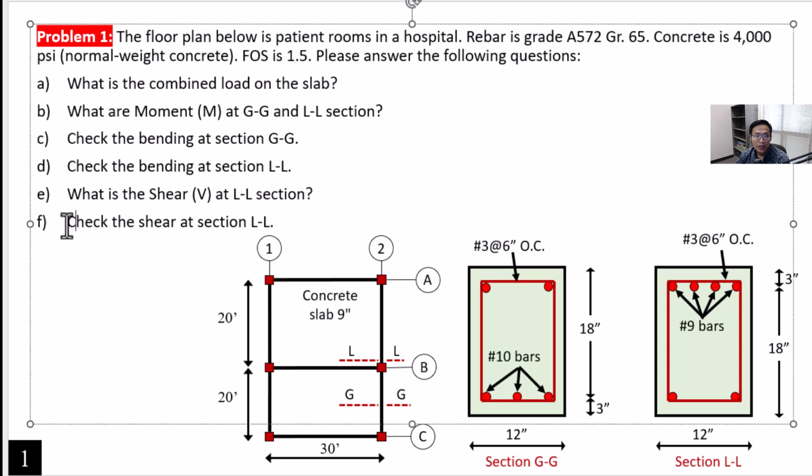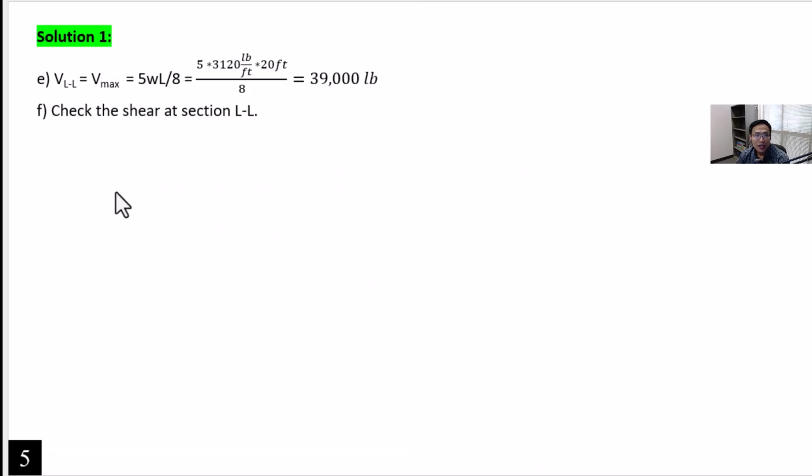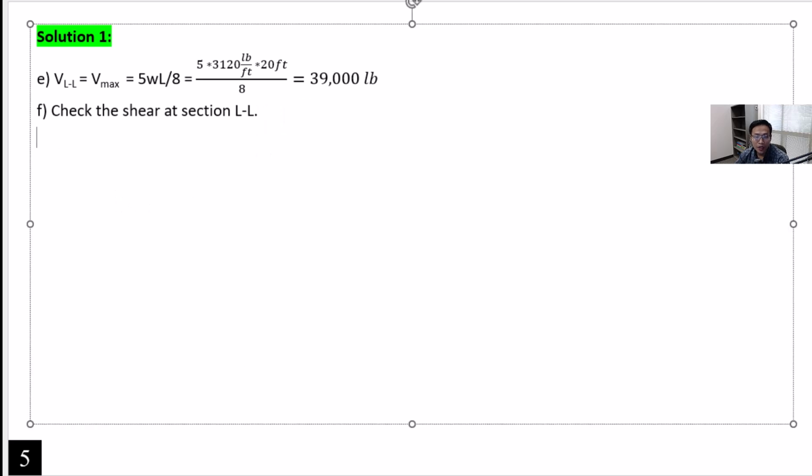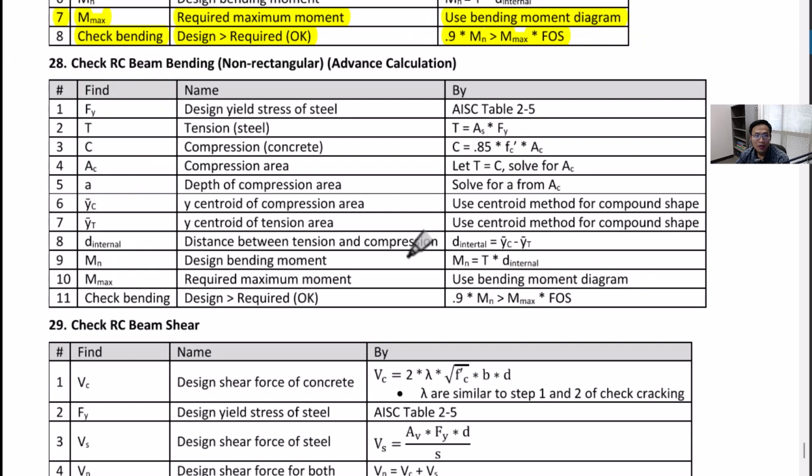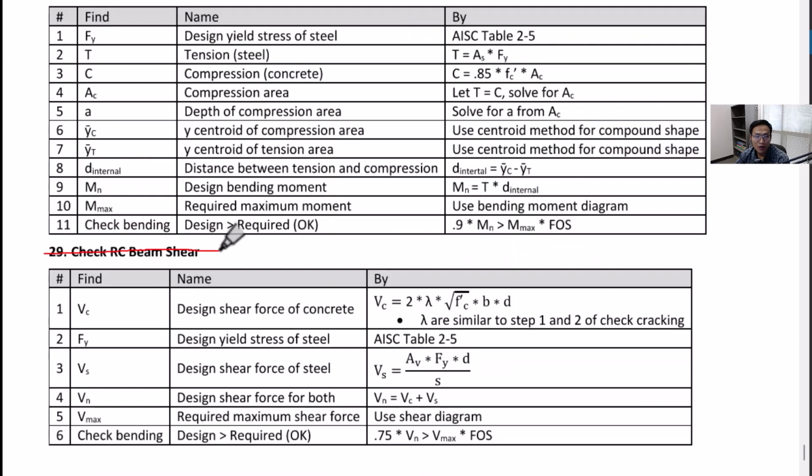All right, the last question here is to check for the shear at section LL based on the value that we calculated on E. So to check for shear over here, you can open my formula sheet and then look for the check for RC beam shear over here. All right, step number 1 is to calculate for Vc.